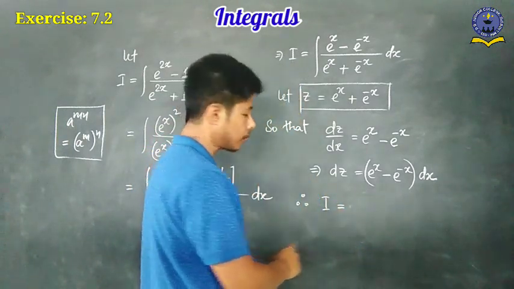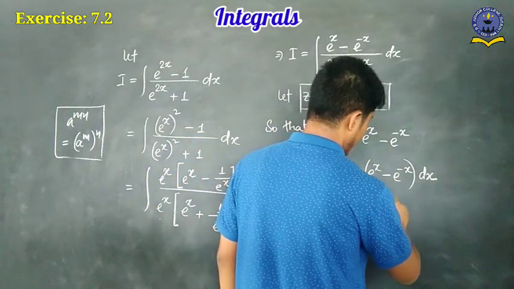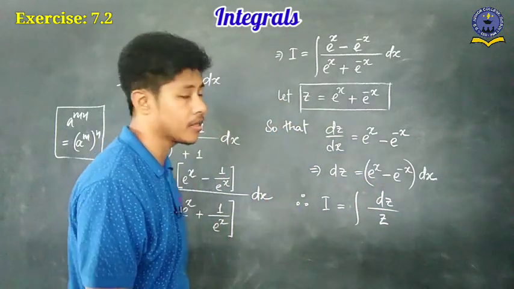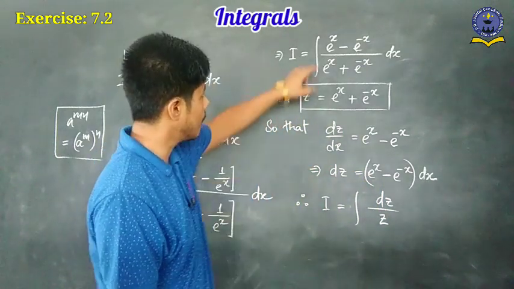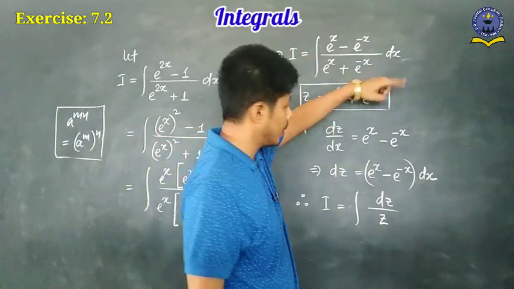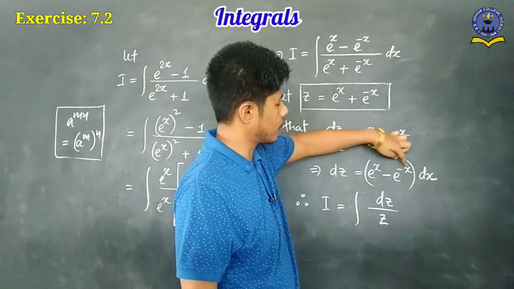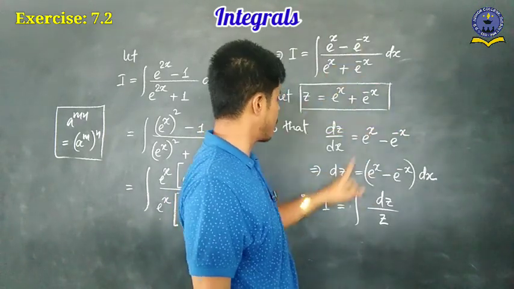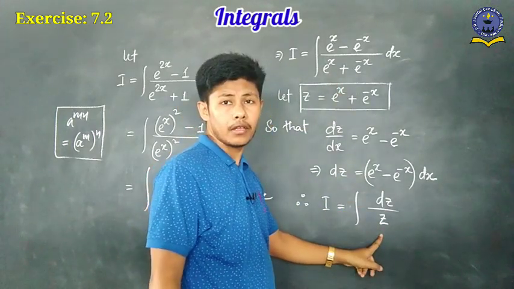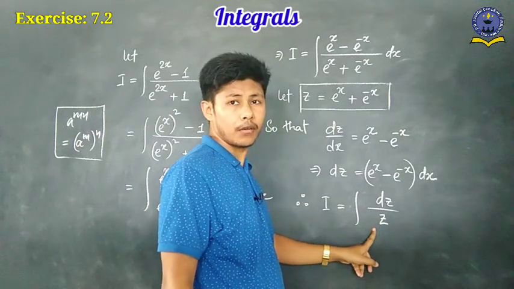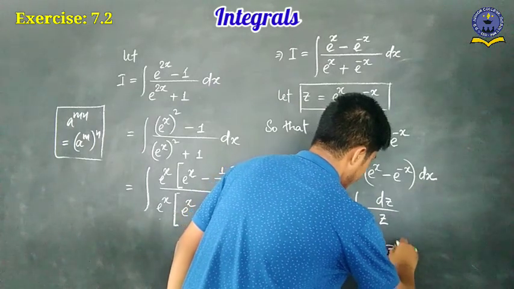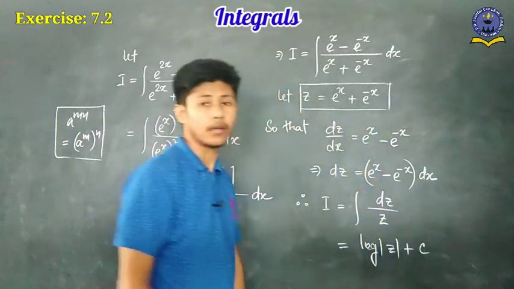So therefore I equals to what we write? I equals integration, in numerator part we have to write dz and in denominator we write z. You see, e to the power x minus e to the power minus x dx, this one is the numerator part. That means in place of numerator we write dz, and in place of denominator we write z. So I think all of you know the formula of this result. What is the result? So this one you have to write log of z plus c.